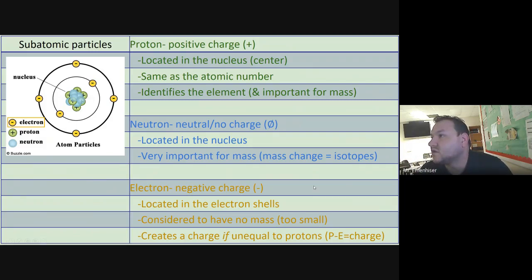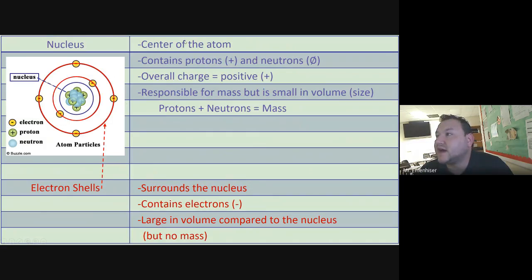Okay? The nucleus is the center of the atom. It has protons and neutrons. It has all the mass, but none of the space. All right, and then the protons plus neutrons will give you the mass. Electrons are surrounding the nucleus at a great distance. Electron shells contain electrons. They have a large volume compared to the nucleus, but they have no mass. Okay, and we'll talk more about the electrons a little bit later in this unit.